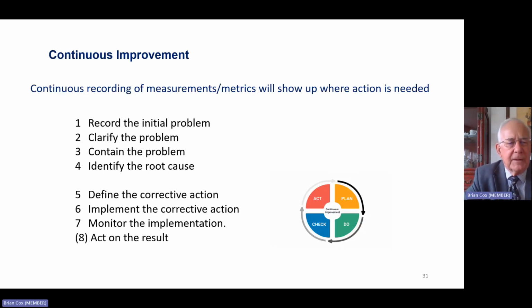So here we have the little chart again with the 7 steps, but now we're applying the metrics. The metrics are telling us about the problem, clarify the problem, contain the problem, and identify the root cause. And then we can see that we can apply the PDCA here: define the corrective action, implement the corrective action, monitor the implementation, and act on the result. So we've now got really 8 steps.